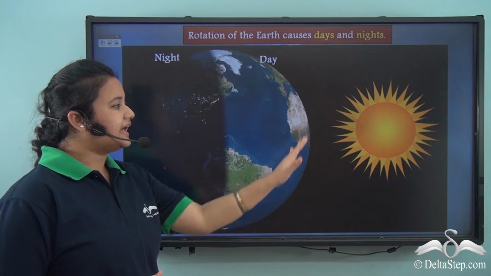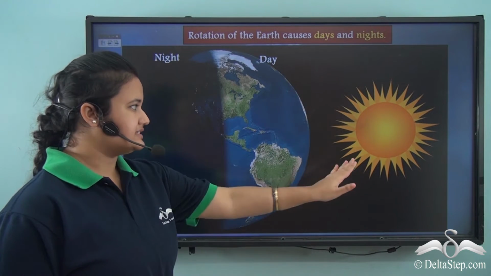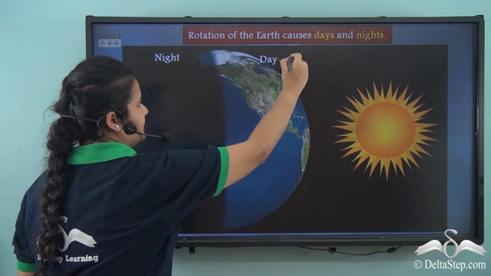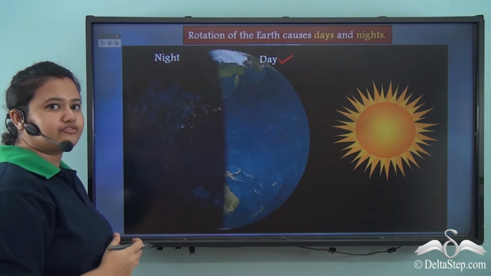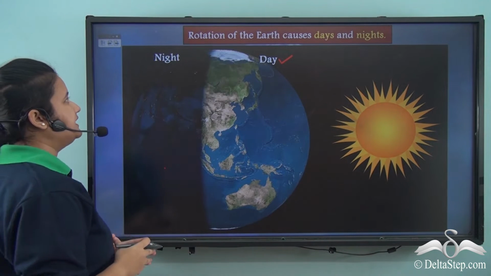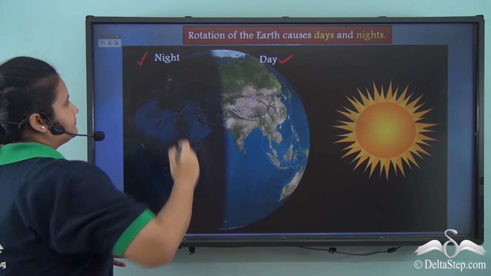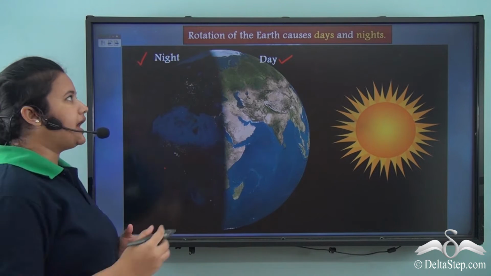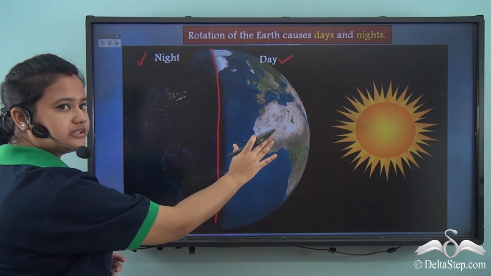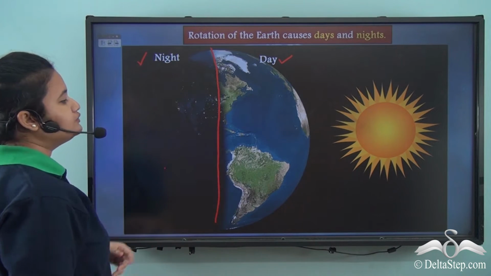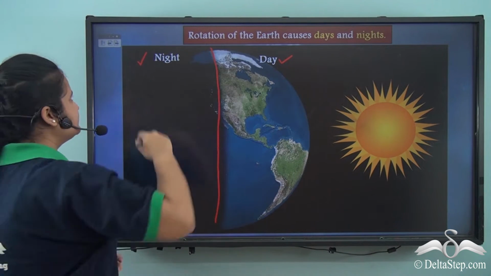Now, the side of the earth that faces the sun experiences day, while the other part of the earth that is turned away from the sun is in dark and experiences night. Now let us draw an imaginary line that will separate the illuminated zone from the dark zone. Now do you know what this line is called?